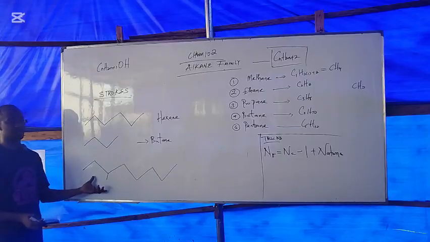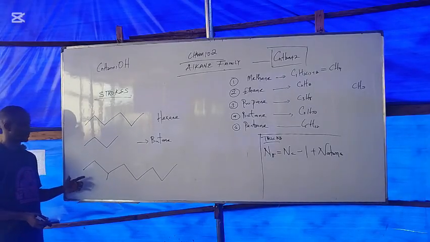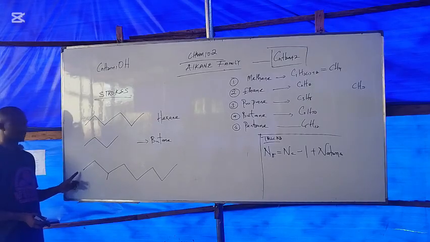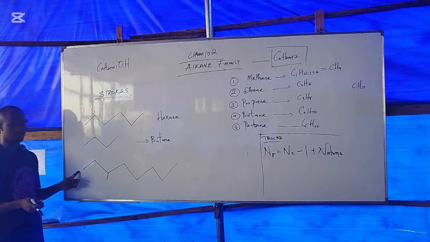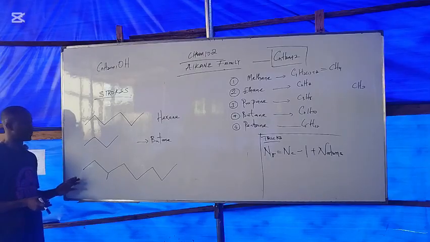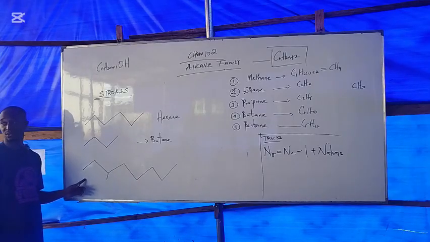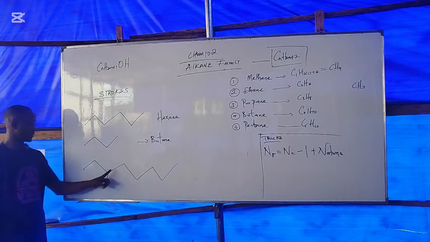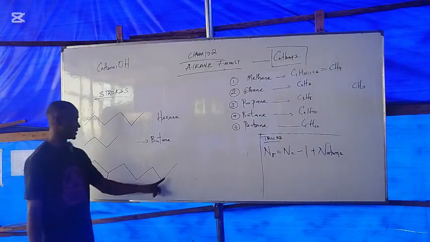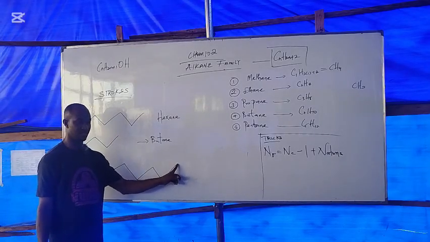Now when it comes to this, like I said before we can name it, identify the longest continuous carbon chain. Isn't it so? You ask yourself, which one is the longest continuous carbon chain from here? Let's count: 1, 2, 3, 4, 5, 6, 7, and 8.